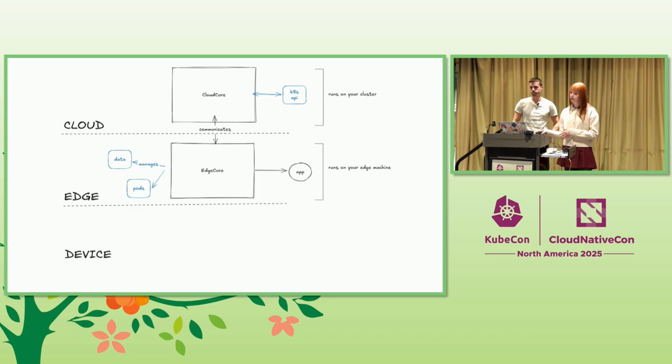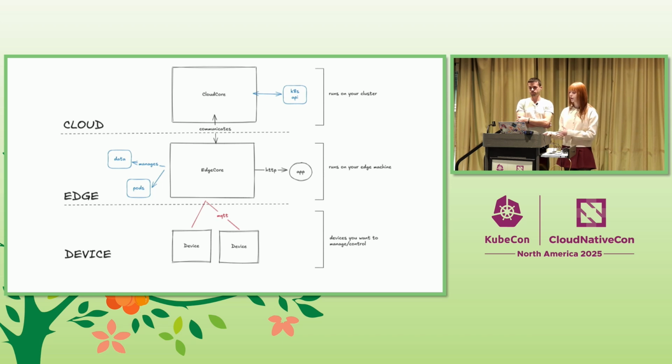Now, the edge nodes join the Kubernetes cluster by connecting to the cloud core. And they will look like normal Kubernetes nodes if you list them. They have a special label on them, so you can schedule your workloads, but overall, it's kind of the same experience. The edge core is installed as a single binary on the machine.